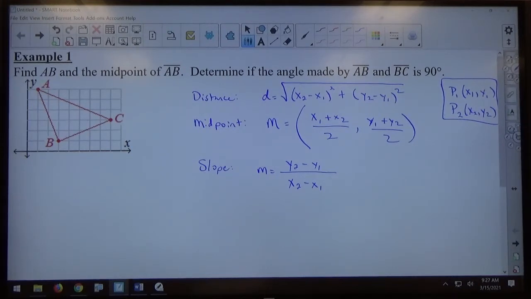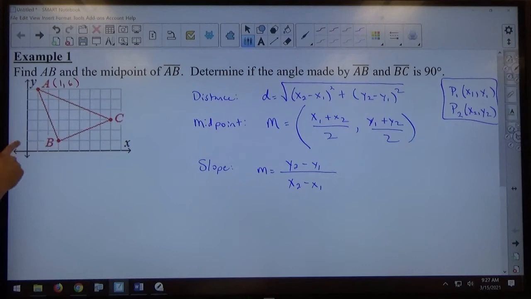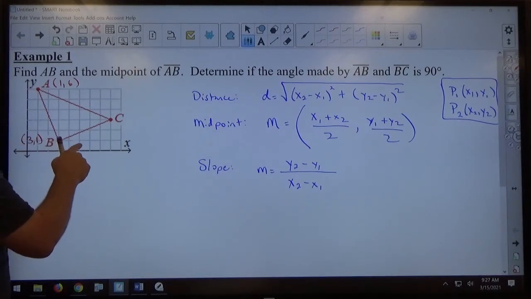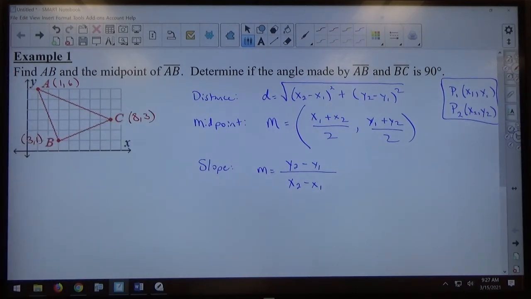Looking at this particular figure, we have point A, point B, and point C. Position based on the origin is what gets us the ordered pair. So point A is 1 to the right and 1, 2, 3, 4, 5, 6 up. So 1, 6 is that coordinate. Point B is 3 right and 1 up. And point C is 1, 2, 3, 4, 5, 6, 7, 8 right and 3 up. So we just established the ordered pairs of each one of those points. Then we have the x sub 1, y sub 1, x sub 2, y sub 2, in this case x sub 3, y sub 3, if you will, of every one of these points.